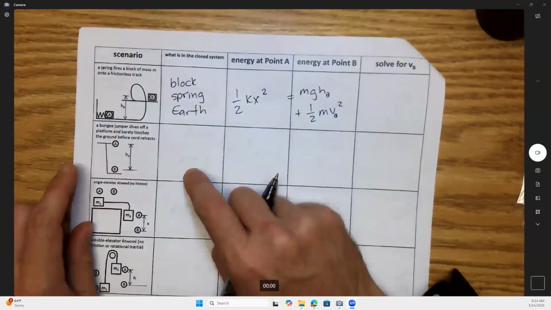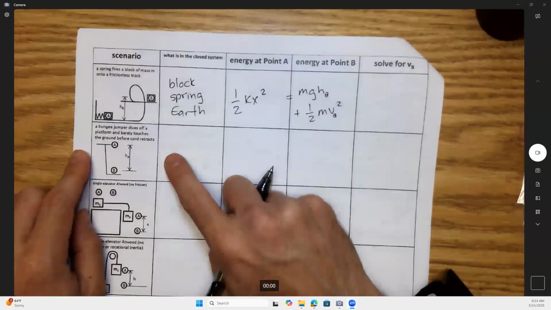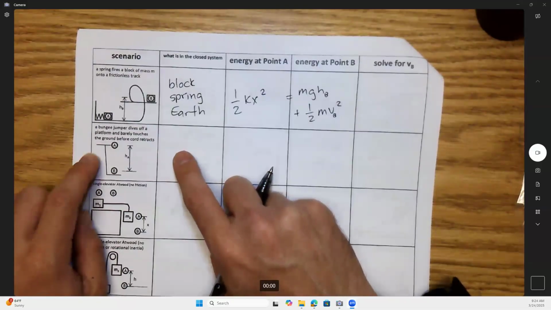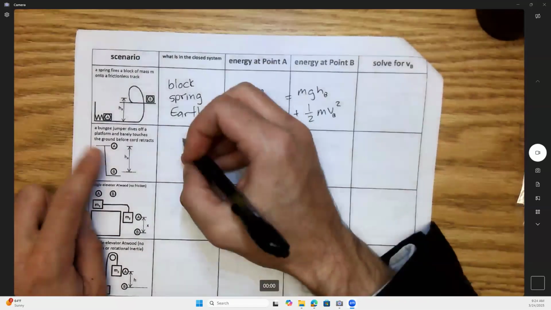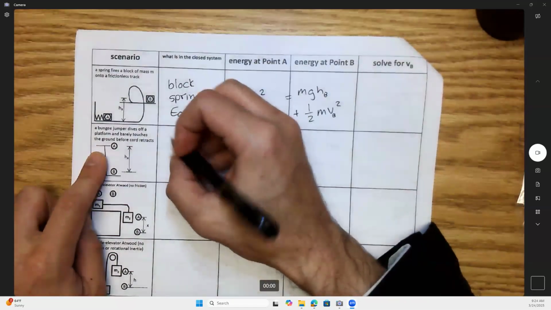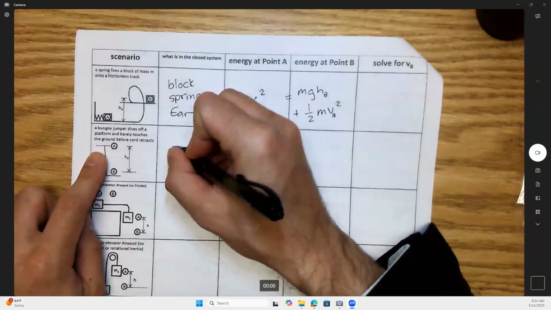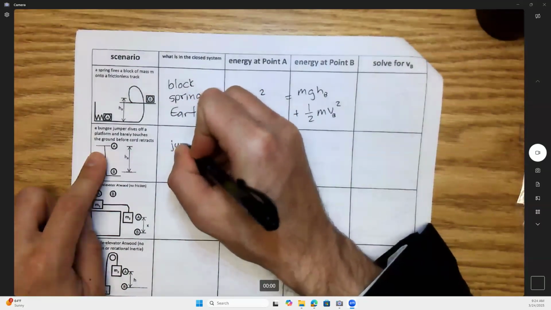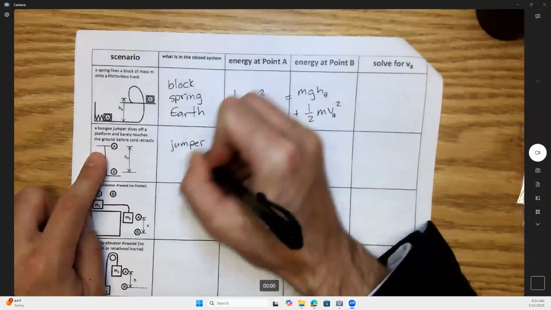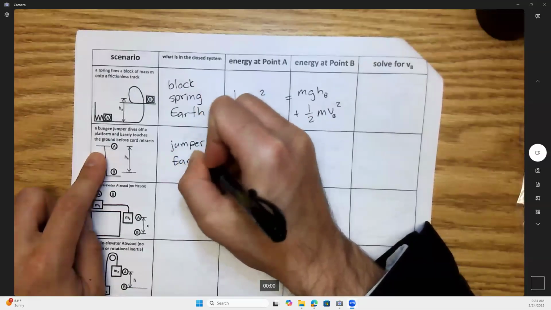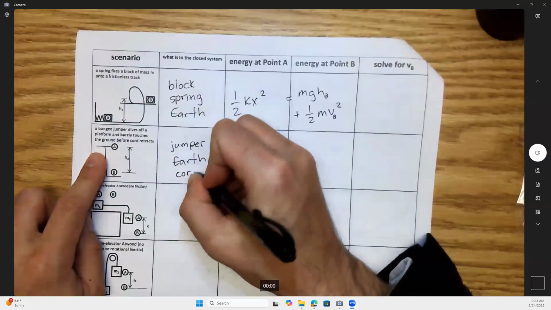Right. All right, how about, actually this next one I kind of stole from a past free response question. Actually, this is a simplified version. I got a bungee jumper here. So what type of energy at point A? Or here, actually, what's in the system? Yeah, the bungee jumper and the earth, and also the what? Yeah, also the cord, the bungee cord.